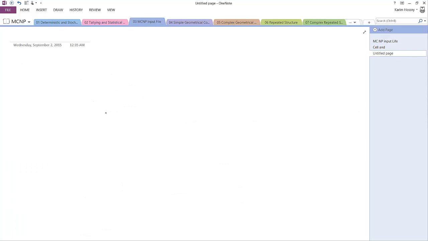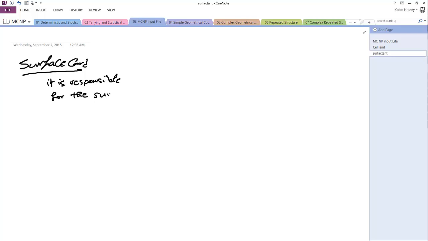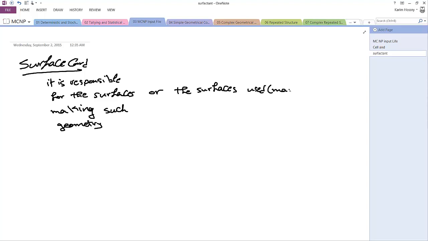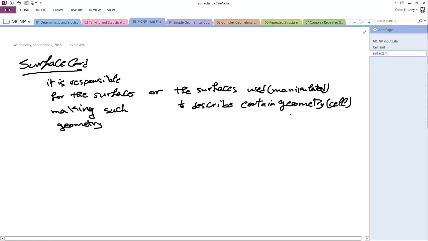Then let's talk about the surface card. The surface card is responsible for surfaces making such geometry, or the surfaces used, manipulated to describe certain geometry or certain cell or certain position.